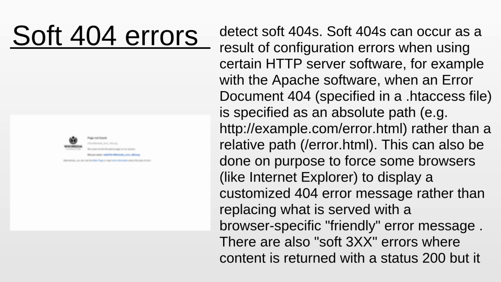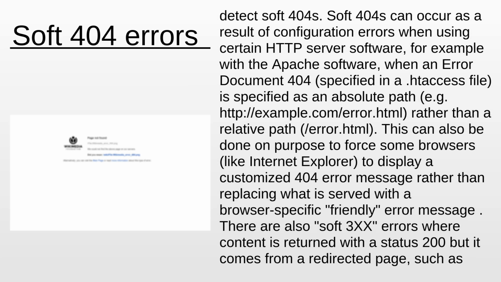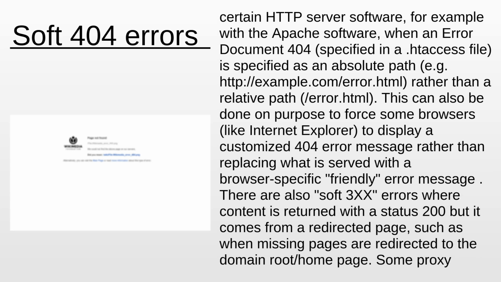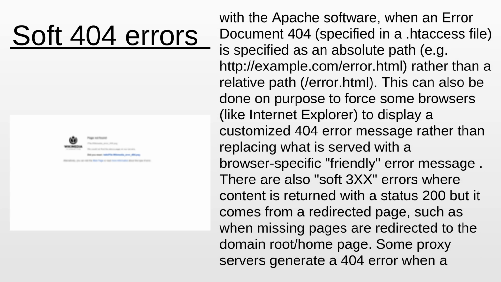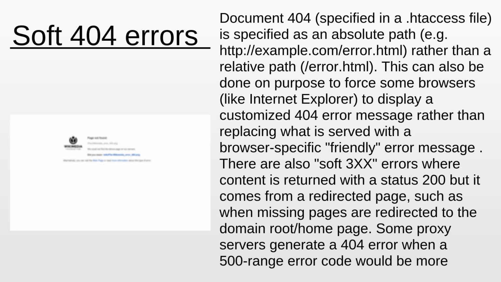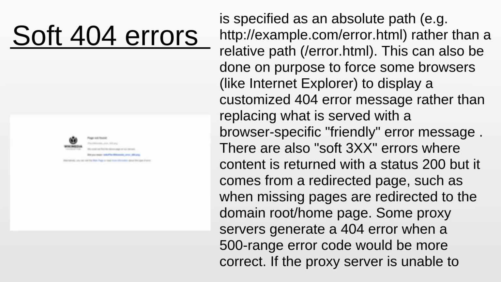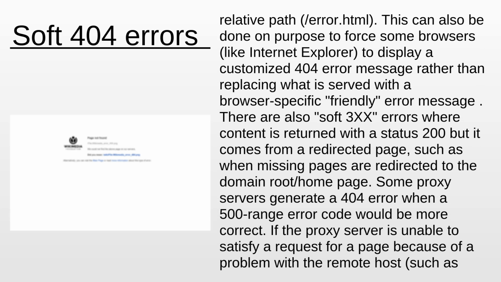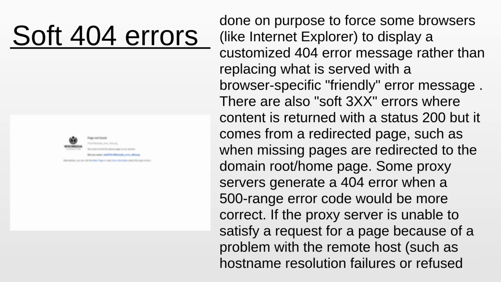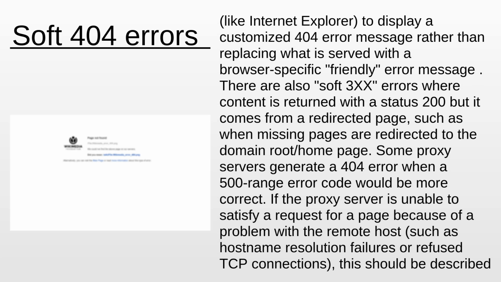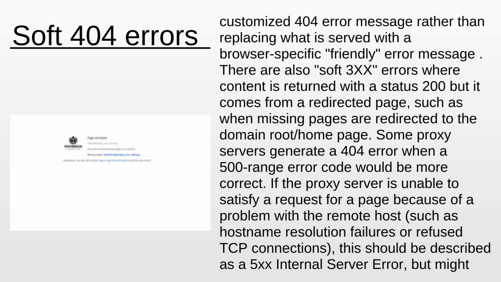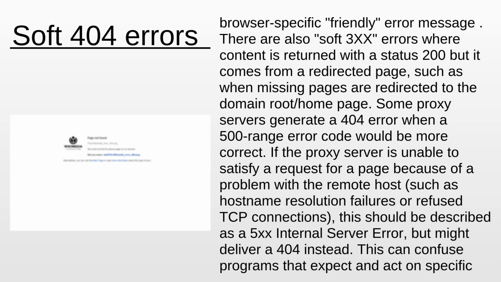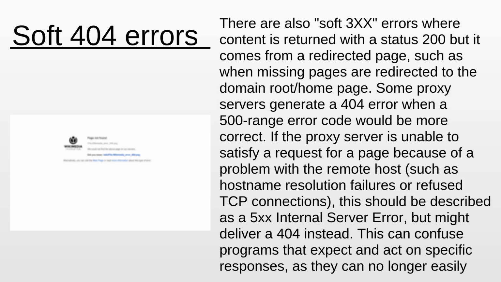Soft 404s can occur as a result of configuration errors when using certain HTTP server software, for example with the Apache software, when an error document 404, specified in an .htaccess file, is specified as an absolute path, for example http://example.com/error.html, rather than a relative path, /error.html. This can also be done on purpose to force some browsers, like Internet Explorer, to display a customized 404 error message rather than replacing what is served with a browser-specific friendly error message.